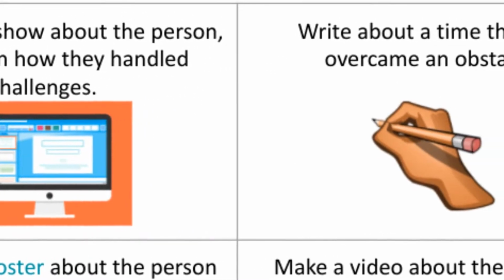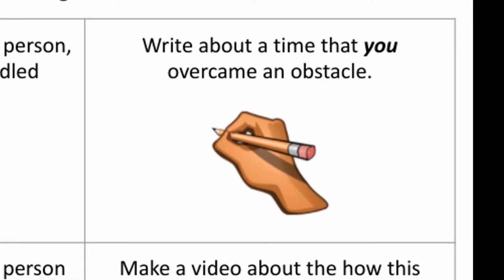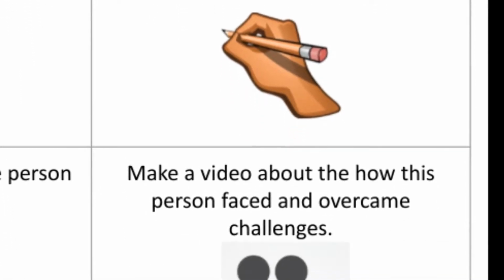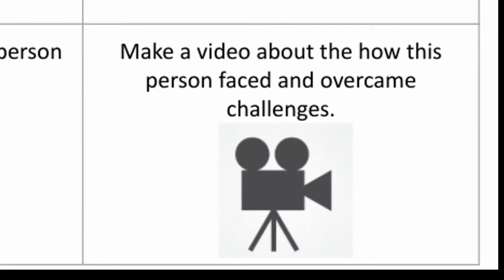Another option, which would connect to the student's own life, is having the student write about a time that they overcame an obstacle or faced disappointment themselves. In my school, students love to make videos. So I always include an option for making a video. In this case, students would make a video about how the person they read about overcame an obstacle or a challenge. They can also create a video about how they themselves have overcome a challenge.